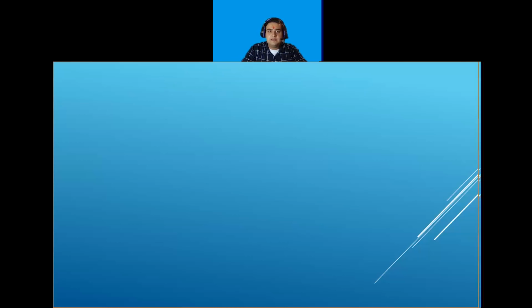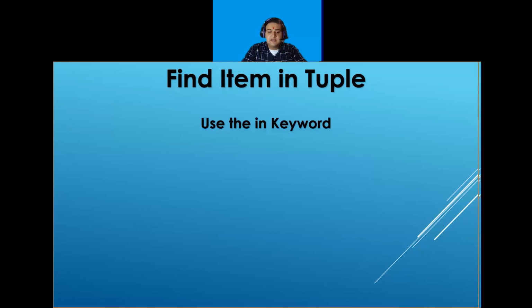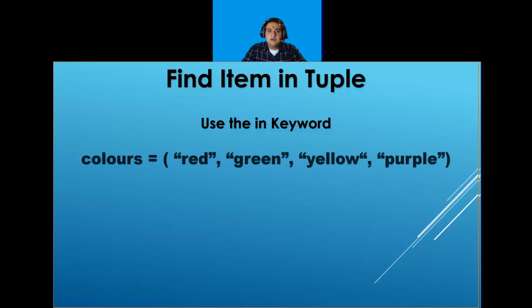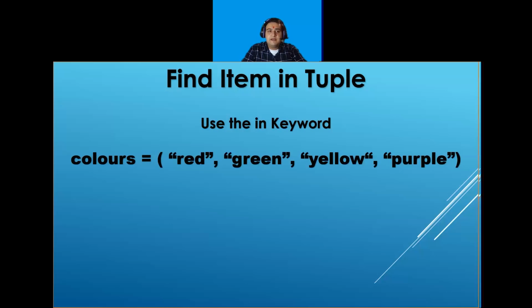My next topic is find item in a tuple. To determine if a specified item is present in a tuple, use the in keyword. For example, here is my tuple and I will write an if condition: if yellow is present in my colors or not. So if yellow in colors, this statement will check if the element yellow is present in the variable colors or not.